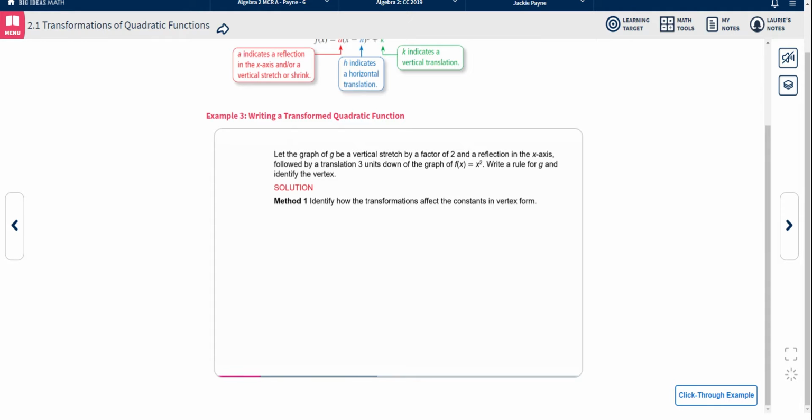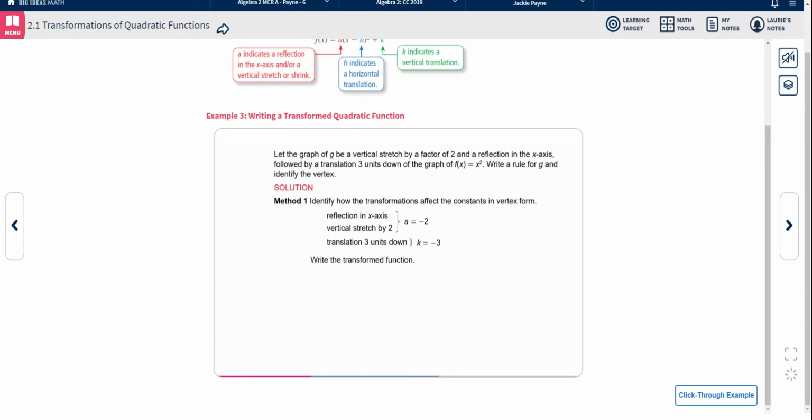Method 1. Identify how the transformations affect the constants in vertex form. A reflection in the x-axis and a vertical stretch by 2 indicate that the constant a is equal to -2. A translation 3 units down indicates that the constant k is equal to -3.